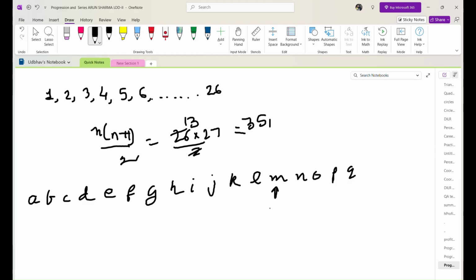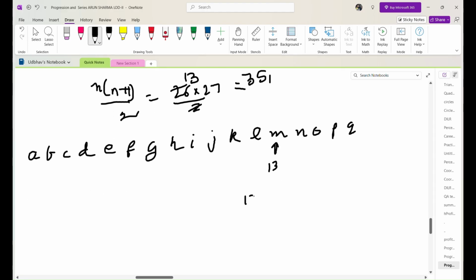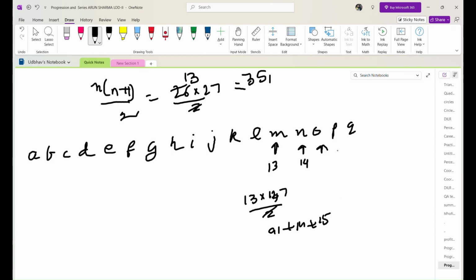After, let's say, M is 13th. After M, how many terms will be there? 13 into 14 upon 2, 13 into 7, 91. Yeah, after 91, 14 Ns will be there. So 91 plus 14, and then 15 Os will be there, 16 Ps will be there. So this will be 14 plus 15 plus 16, 136.